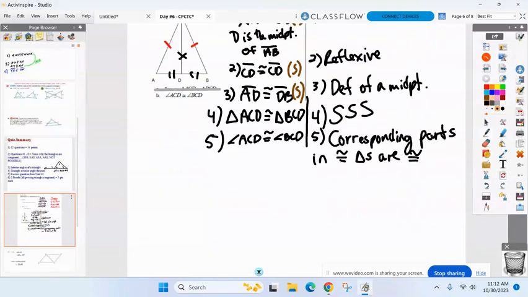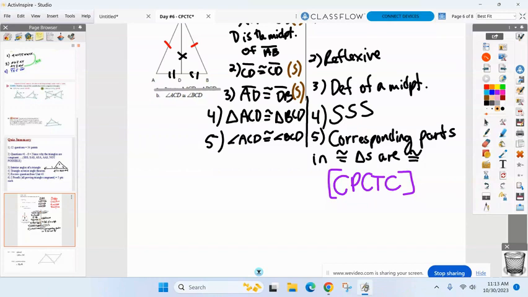Don't move on yet. I got good news. This will be the last time you have to write that at this point. We do have an acronym. And I'm just putting it in brackets. You don't have to put it in brackets when you write it. Corresponding parts in congruent triangles are congruent. Let that roll off the tongue a couple times, huh? CPCTC.